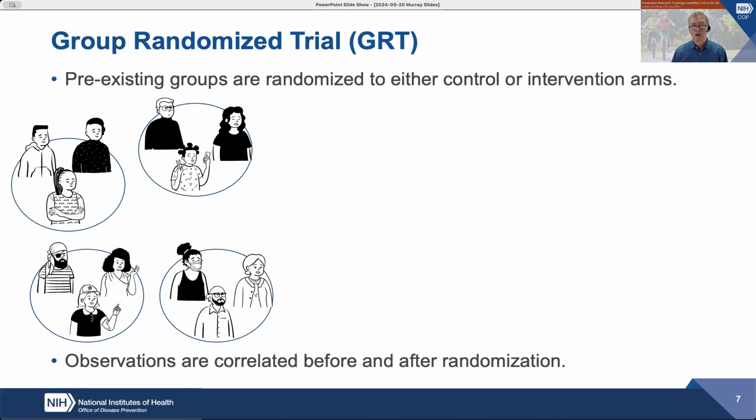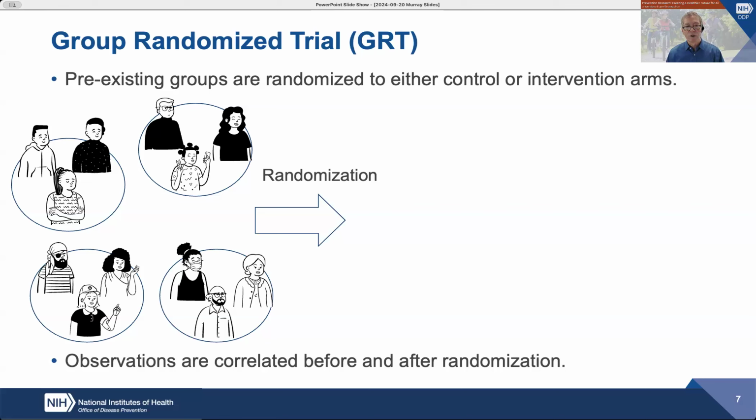The last general category is the group randomized trial. This is also called a cluster randomized trial. So I tend to use group randomized trial. It is exactly the same thing as a cluster randomized trial. You can use those terms interchangeably. The distinguishing characteristic for the group randomized trial is that we're working with pre-existing groups usually. Sometimes we create the groups just for the study, but more often they're pre-existing. And those groups are what are randomized to either the control or intervention arms.